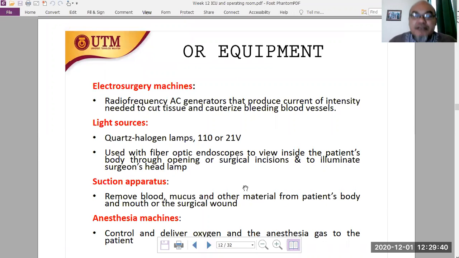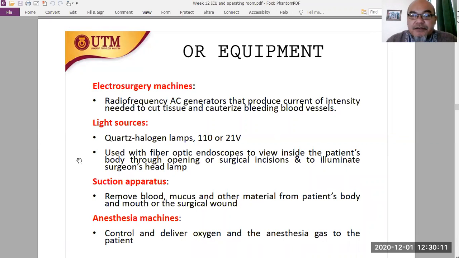Okay, now we introduce some of the operating room equipment. Electrosurgery machines. These are radio frequency AC generators that produce current with high enough intensity to cut tissue and/or to cauterize bleeding blood vessels. Cauterize means to heat up and then close the bleeding through the burnt wound.